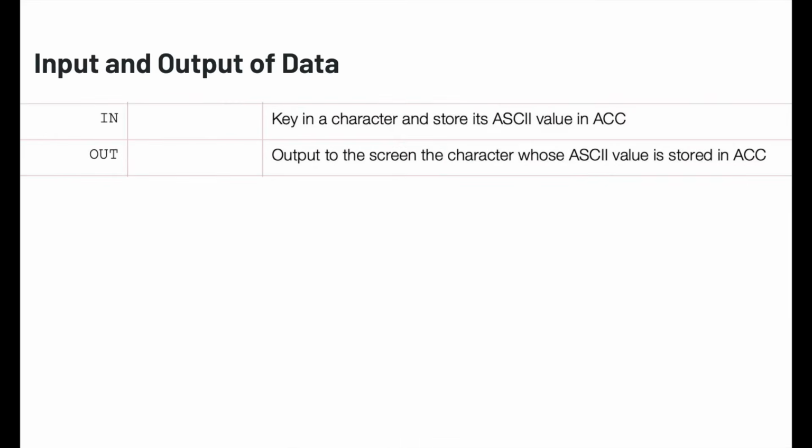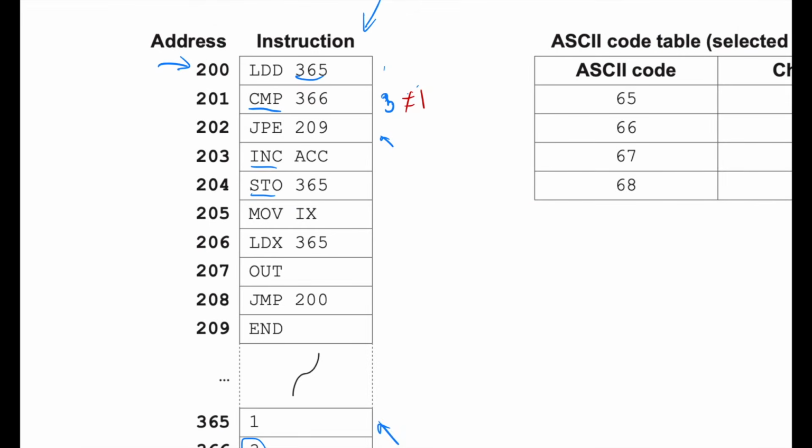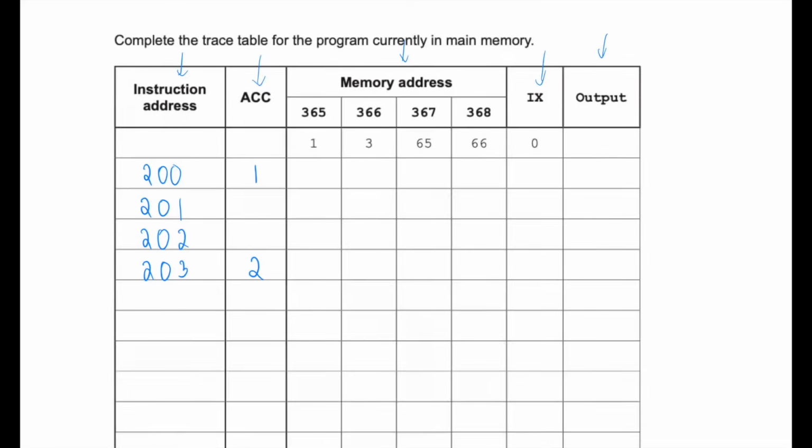Now STO is a data movement command, and STO means store the contents of the accumulator at the given address. So that means we're going to take whatever is in the accumulator and store it at location 365 in the memory. So we're going to go right here, and we're going to take 2 and put it right here. And that's for 204. So next let's take a look at 205.